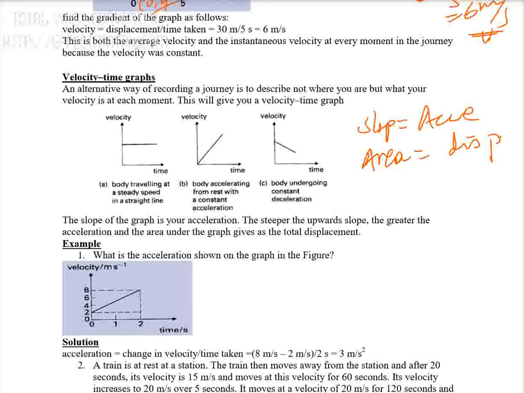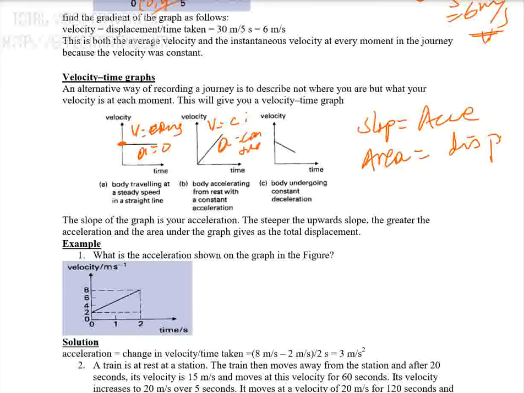In this horizontal graph, as you see, the velocity is constant. Since the velocity is constant, the acceleration is 0. Therefore, V is constant for this, and acceleration A is 0. But here, V is constantly increasing, but the acceleration is constant in this case and positive.